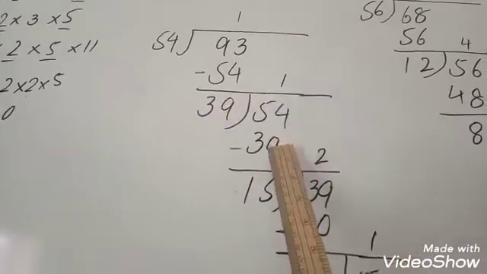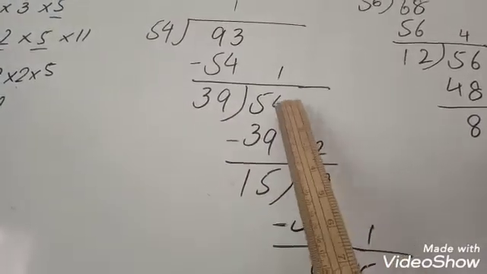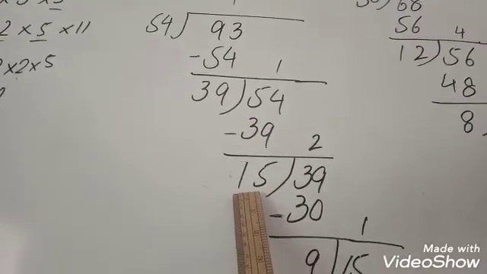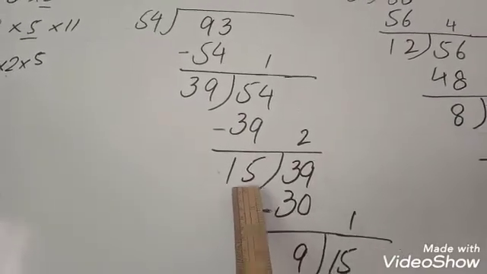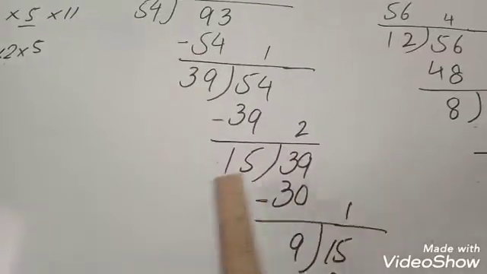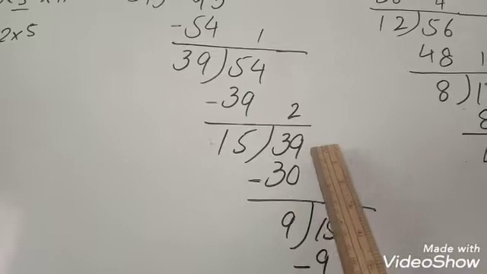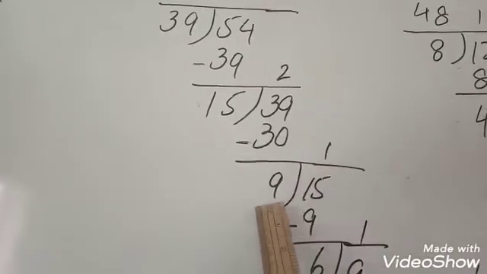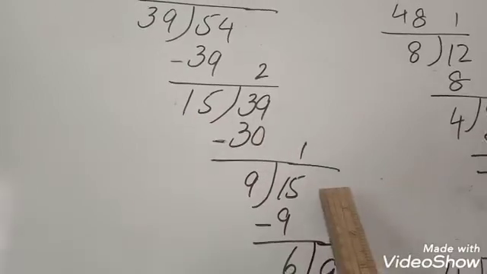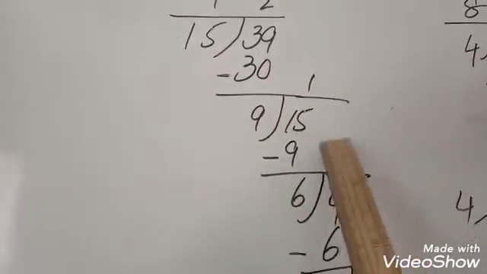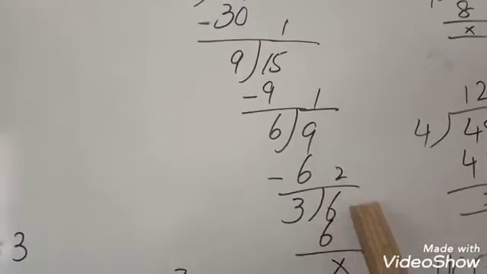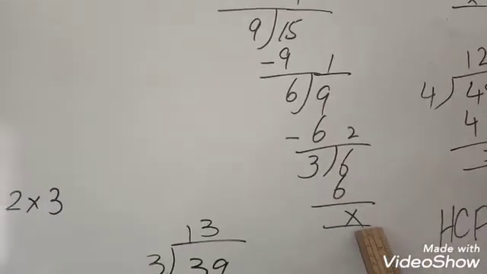39 1 is 39. 54 minus 39 is 15. This is remainder and become divisor, and this divisor become dividend. 15 2s are 30. 39 minus 30, 9 become divisor, and this 15 become dividend. 9 1 is 9, remainder 6. 6 1 is 6. 3 2s are 6, and division is stop.